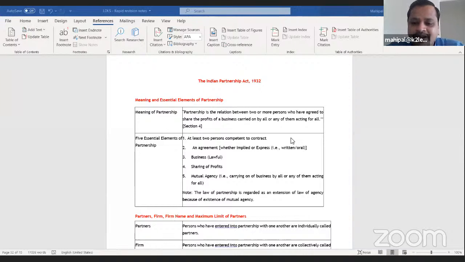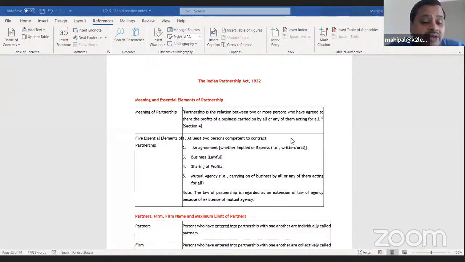What is the cardinal principle of partnership? It is mutual agency. What is the prima facie of a partnership? Prima facie is sharing of profits. Great. Can two companies form a partnership firm? Answer is yes, they are artificial persons. Great. Can two firms form a new partnership firm?